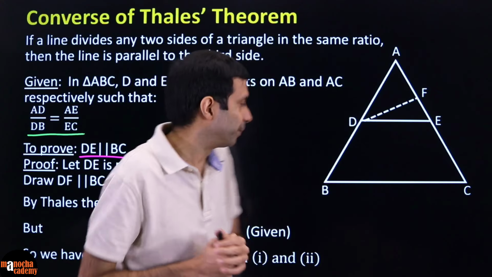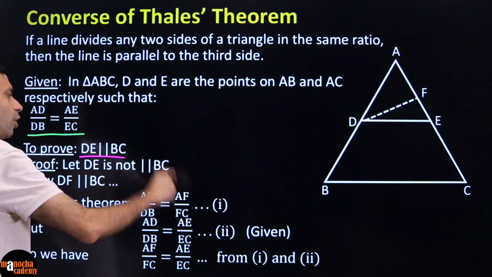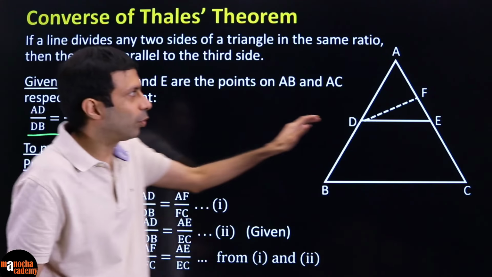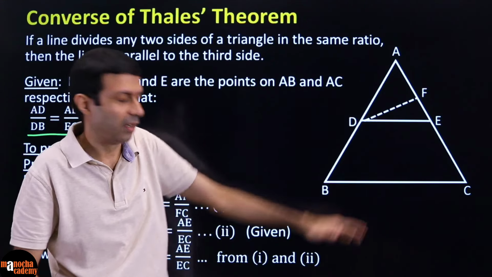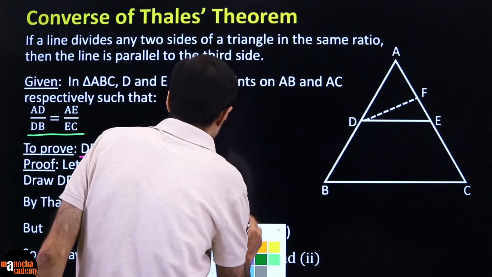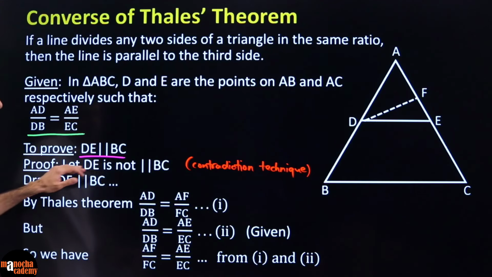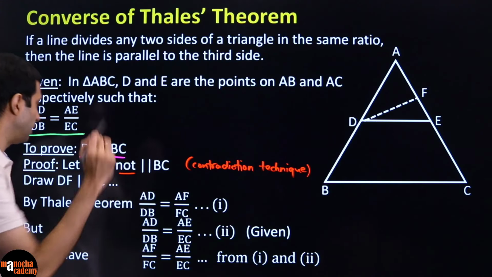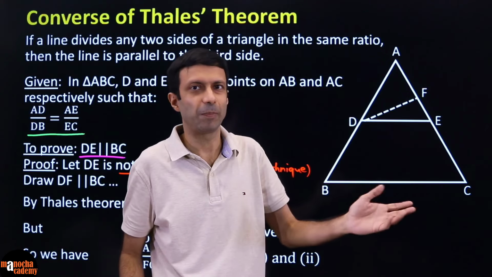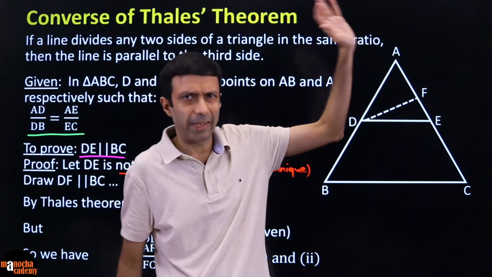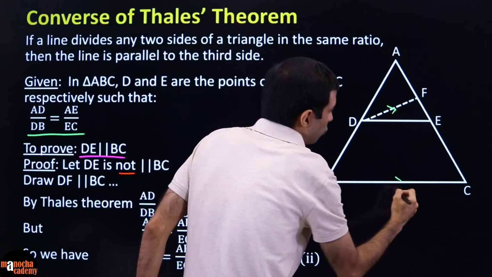So let's see what we do here. We are going to say let DE is not parallel to BC. So we want to prove DE is parallel to BC, but we'll say no, DE is not parallel to BC. So this is called the contradiction technique. What we want to prove, we are assuming it's false. So let DE is not parallel to BC. So if this is not parallel, we are going to draw a line which is parallel. So we have drawn this random line DF and we are going to say let DF be parallel to BC.